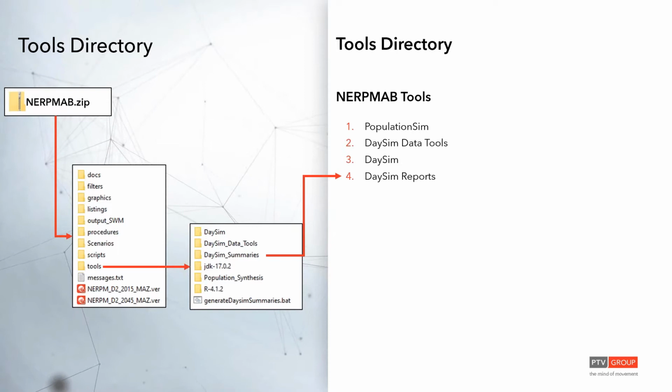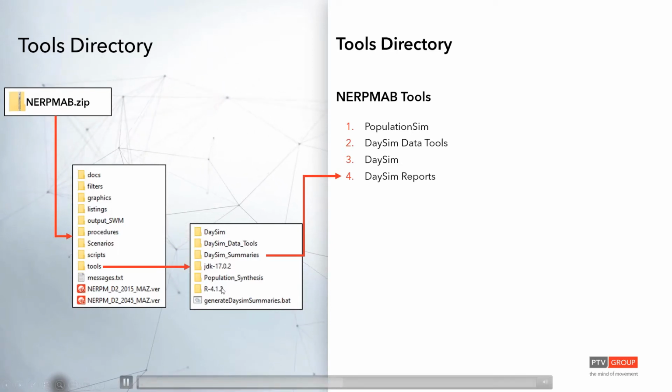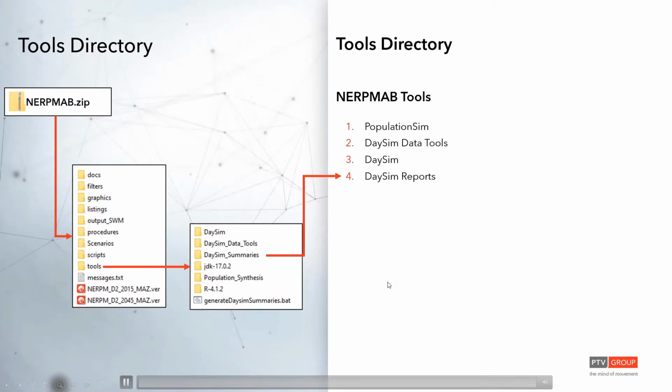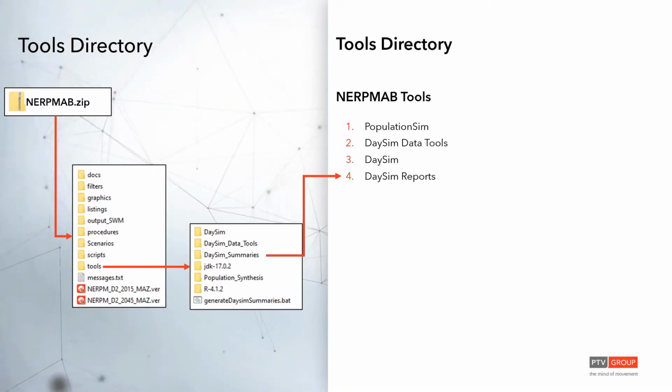And besides these, there are two other folders, one of which is a JDK, a Java install, and then there is also an R install. So for working with NERPMAB, you don't have to install any third-party software. As long as you have the latest version of Visum, all the other dependencies are included in the model setup itself. If a tool requires Java, then a Java install is included in the model setup. If an R script needs to be run, then an R install is included.